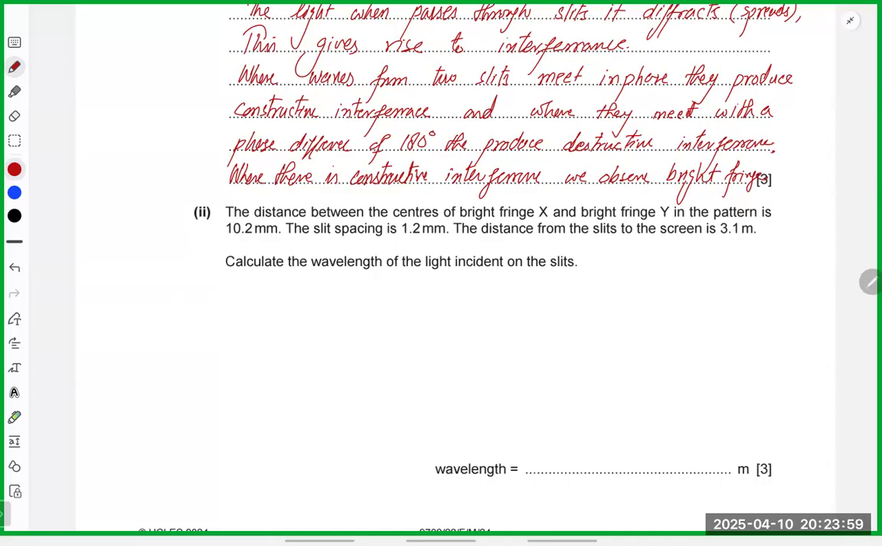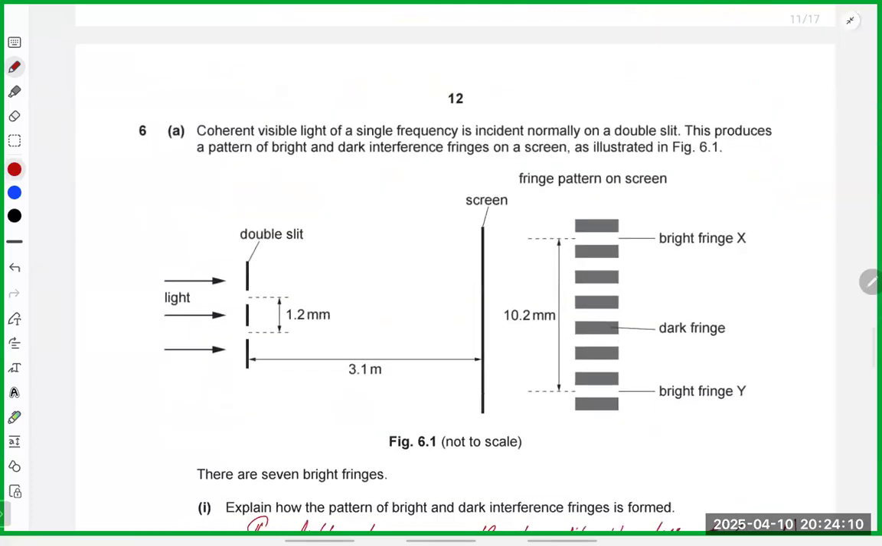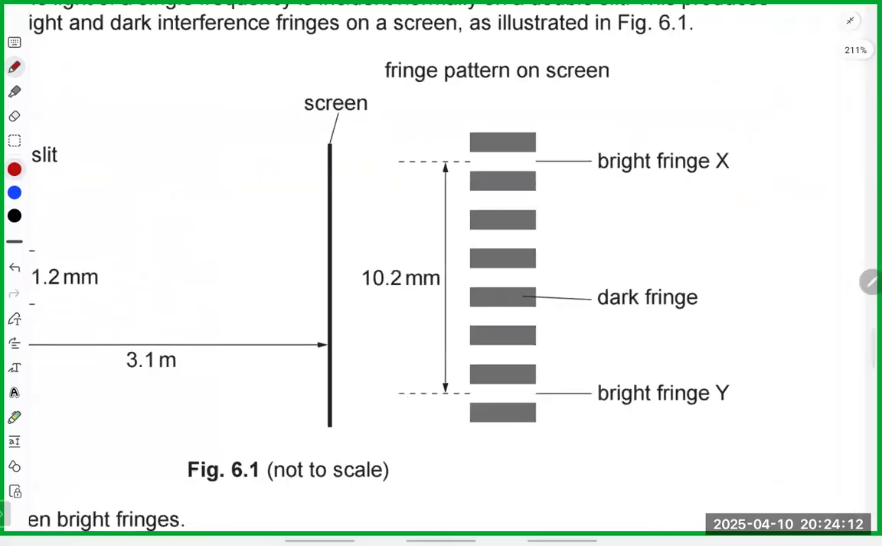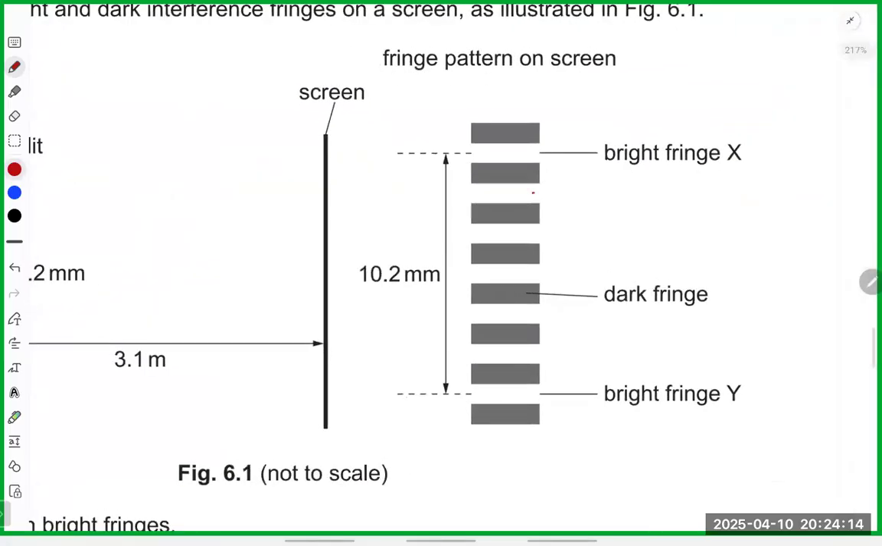Okay, it is a very simple question. He's giving you 3 marks because of too many conversions that we have to do. Distance between center of bright fringe X and bright fringe Y. First, we have to go to the diagram and look at bright fringe X and bright fringe Y. How many spacings are there? One, two, three, four, five.